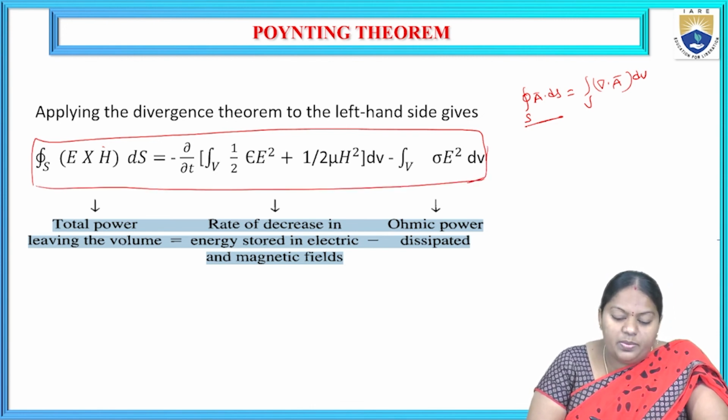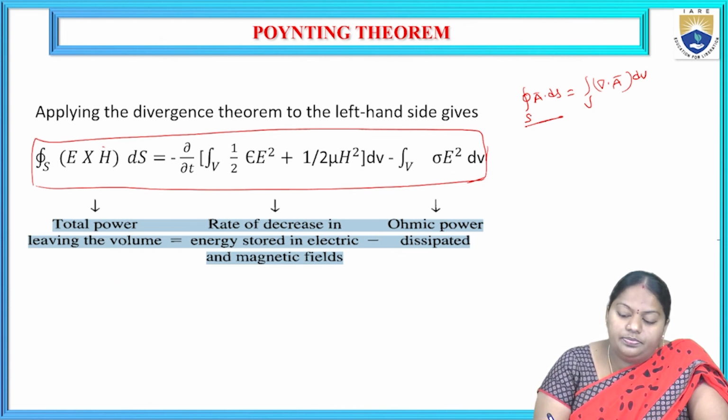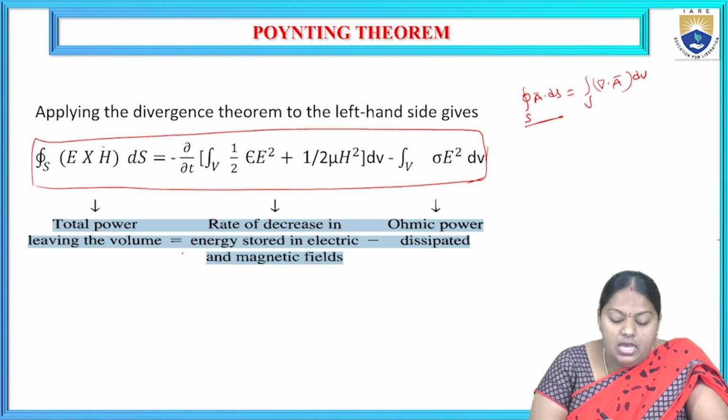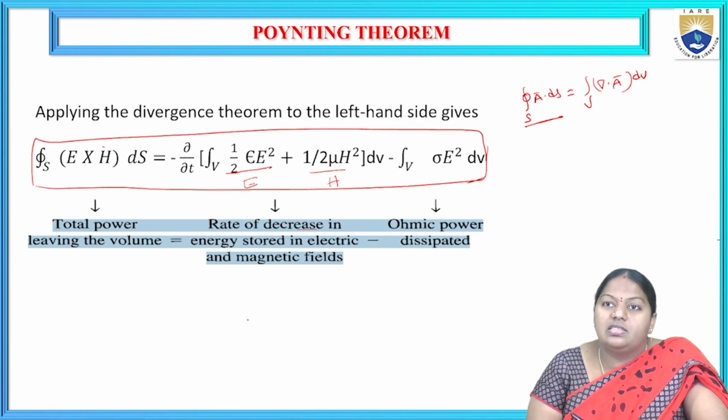As we have seen, the fundamental definition of this Poynting theorem gives us the total power leaving the volume, that is the power leaving the surface. The total power leaving the volume is equal to the rate of decrease in the energy, and that negative sign means the rate of decrease in the energy stored in electric fields, this is electric fields and this is related to the magnetic fields, right? Rate of decrease in the energy stored in electric and magnetic fields minus ohmic power dissipated.